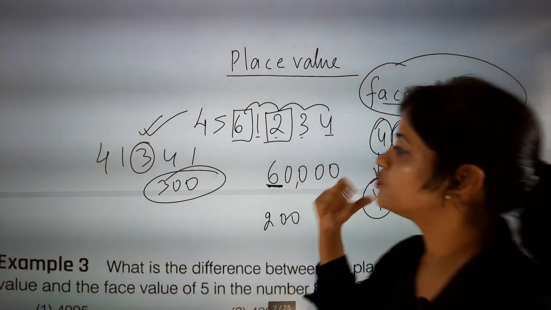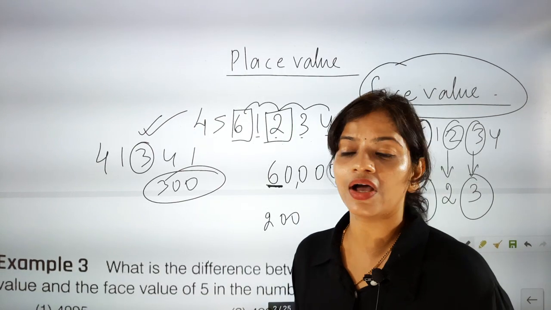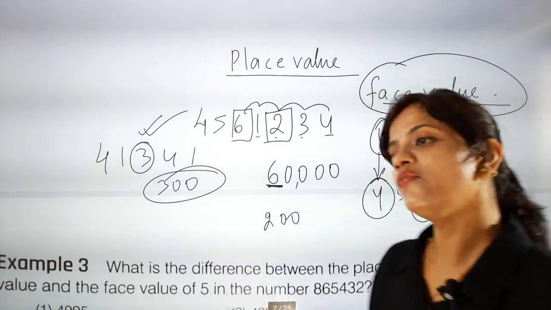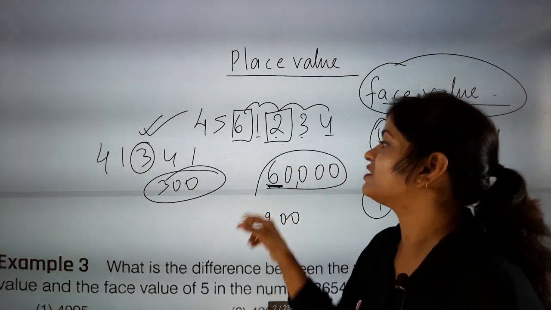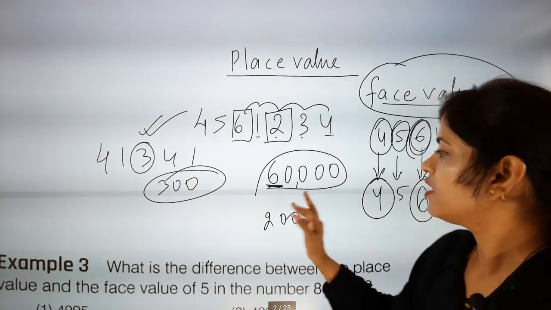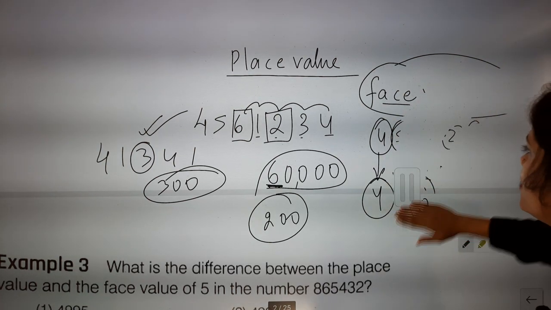We are not going to put zeros after a face value. Face value means the same number, the same value irrespective of its position; we only write that number as the face value. But in place value, we write its position. So this is the difference between place value and face value.